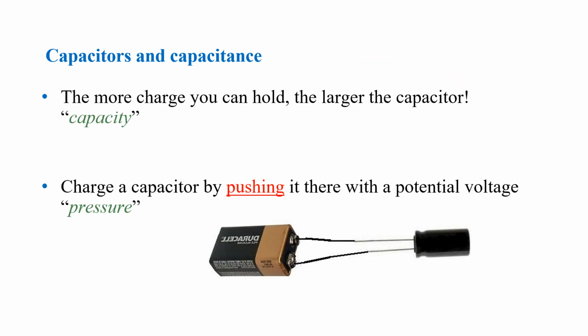The more charge you can hold, the larger the capacitor, or the larger your capacitor, the more capacity to store charges. And you can charge the capacitor by pushing charge there with a potential voltage. You can say that you apply some pressure so that your charges will be pushed into your capacitor. This is how you charge a capacitor. You simply connect your capacitor with a battery, and this battery will push charges into your capacitor so that they will be stored there.